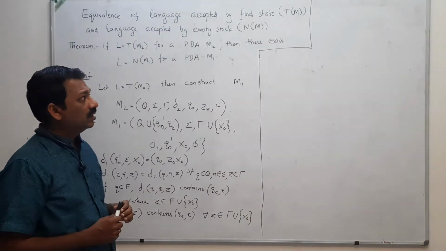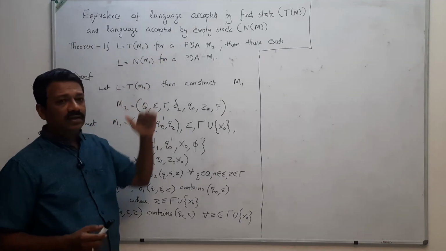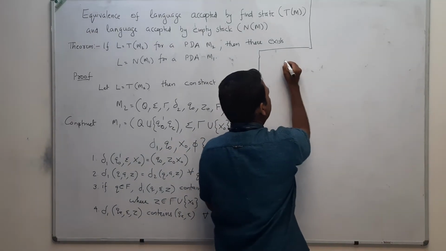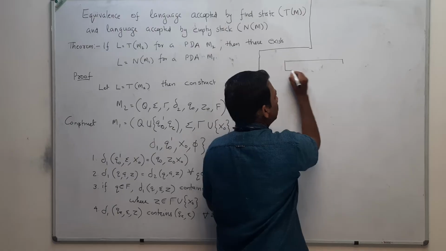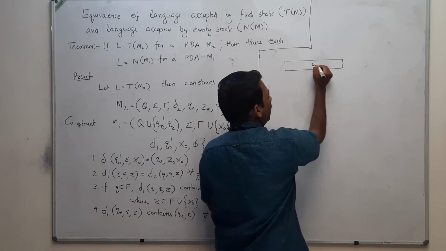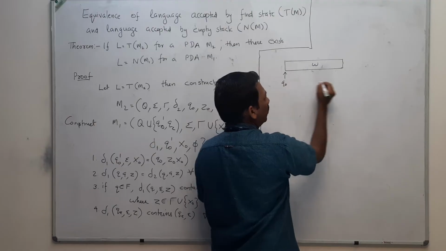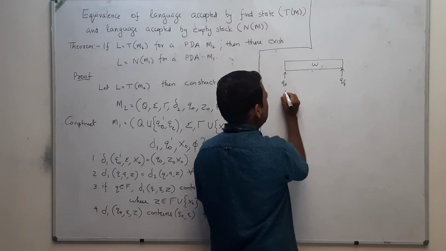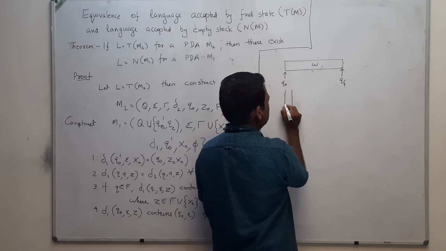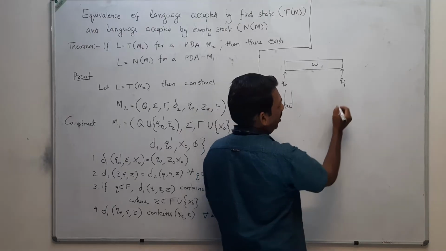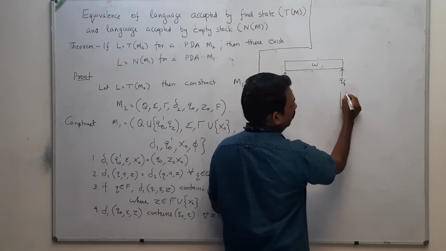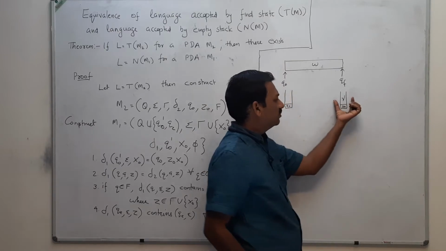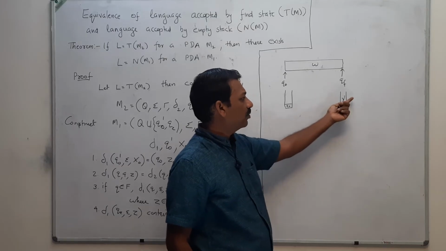As I told you, language accepted by final state means upon reading an input W, initially you are in state Q0, and after processing it you reach one of the final states. Initially you have Z0 on top of the stack, and after this we are not bothering about the contents of the stack. Gamma, a set of symbols, may be there on the stack.